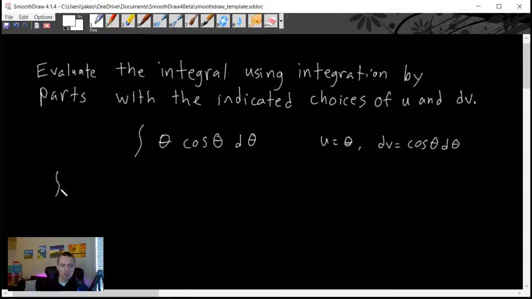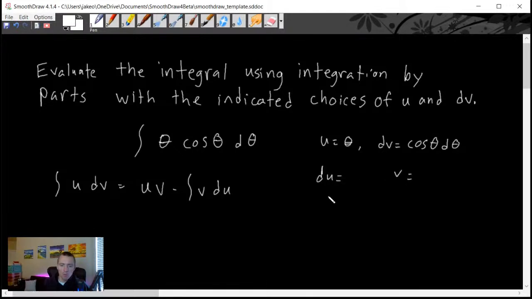But the formula just says that if we're taking the integral of u times dv, that integral is going to be u times v minus the integral of v times du. So in this case, we've already been given what our u and our dv are. Normally, when you're doing an integration by parts problem, that's going to be the first thing that you want to figure out. That's going to be kind of the first step.